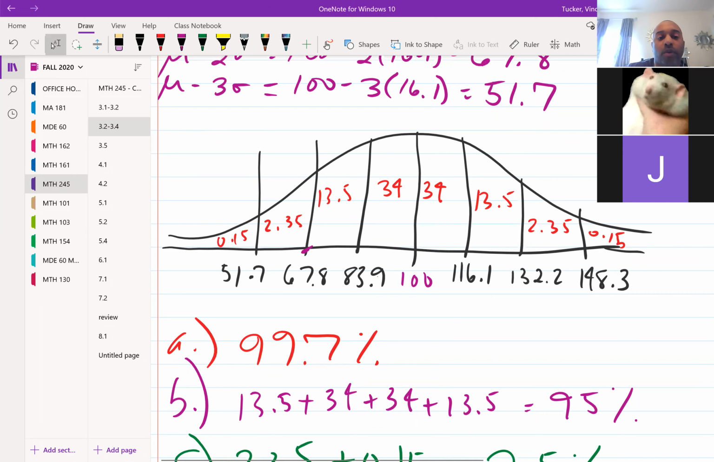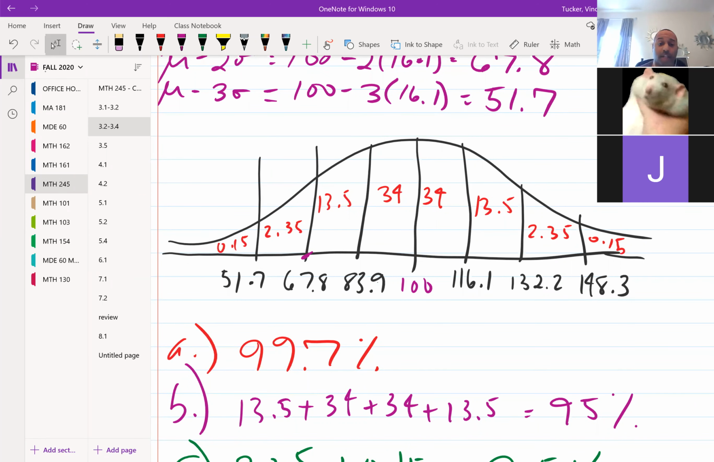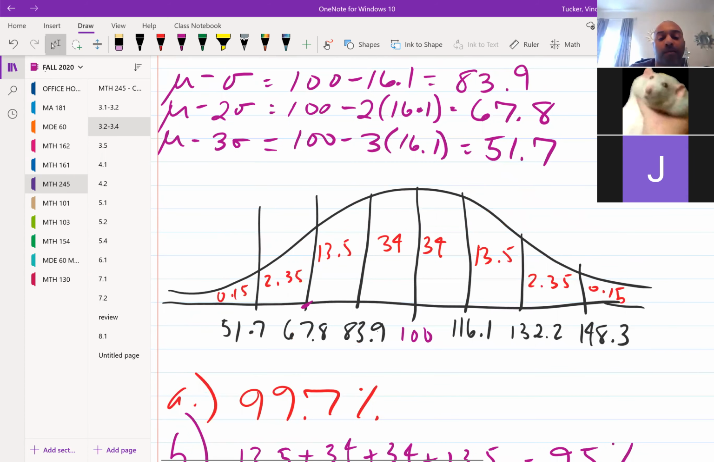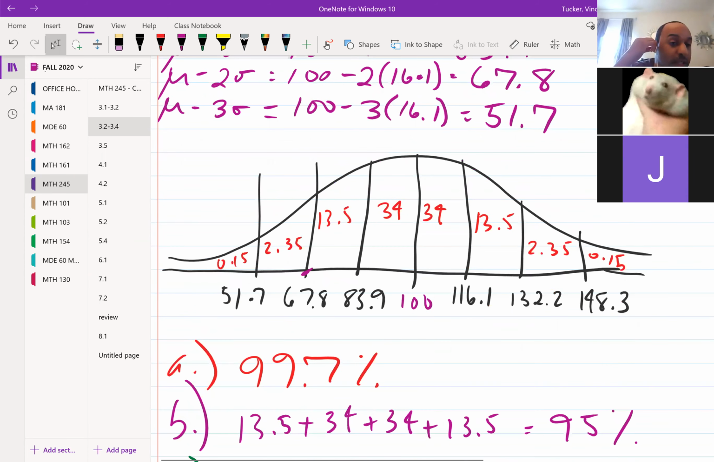All right, questions on A? Like I said, A was just a statement of the empirical rule. 99.7% is always going to be the case according to the empirical rule of the amount of data that's within 3 standard deviations of your mean. That one wasn't that bad. Yeah, that was just off of the statements.